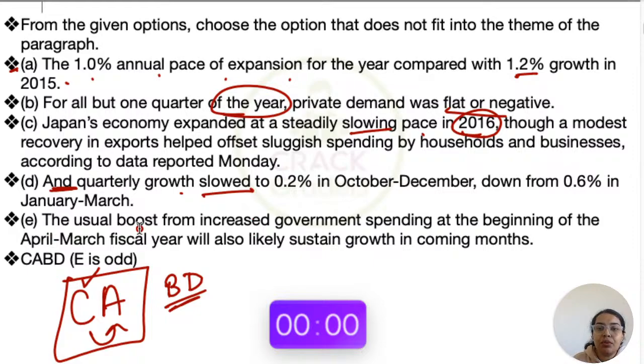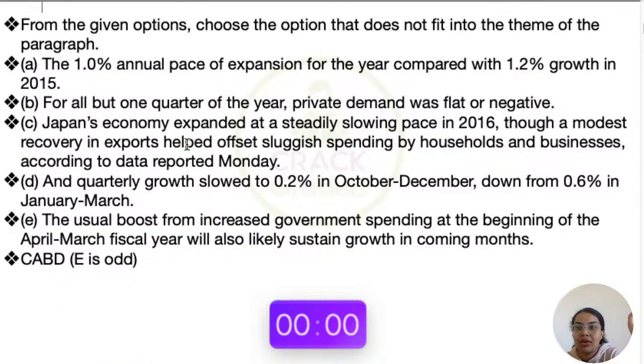The usual boost from increased government spending will also first point likely sustain growth. This is a positive sentence talking about sustaining growth, boost, future tense, so many things helping us to know this is the odd one. ठीक है, मुझे लगता है अब समझ में आ गया होगा. I hope there is no other confusion now.